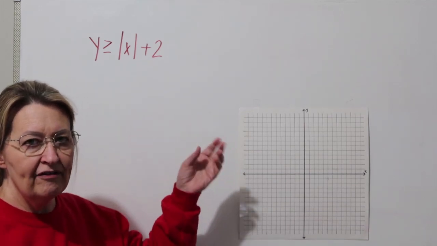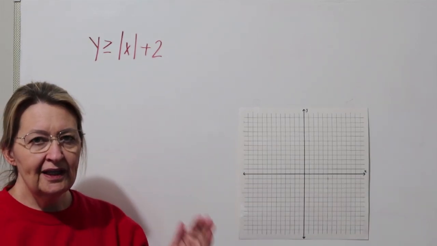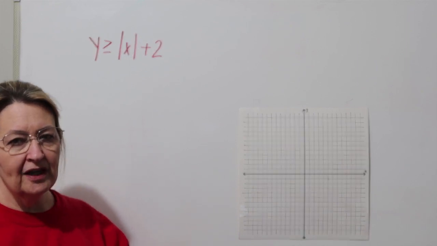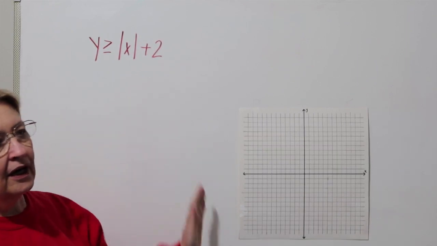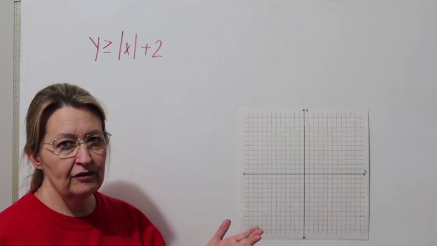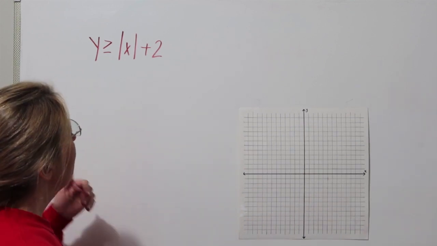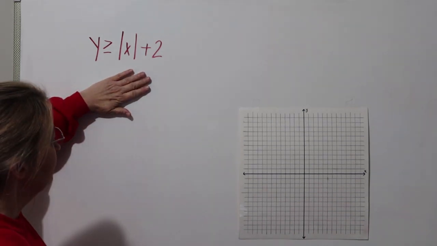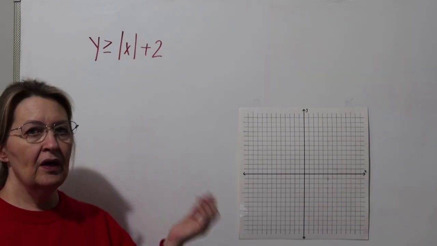Now we're going to graph absolute value inequalities. There's just a little bit of adjustment you have to make because it's an inequality. Otherwise, it's going to be very much like graphing an absolute value function or equation. So here's our problem: y is greater than or equal to the absolute value of x plus 2.